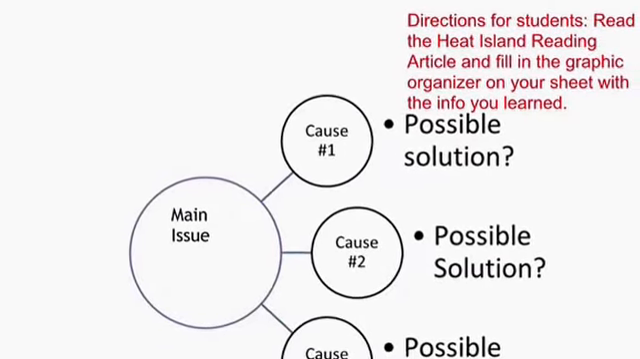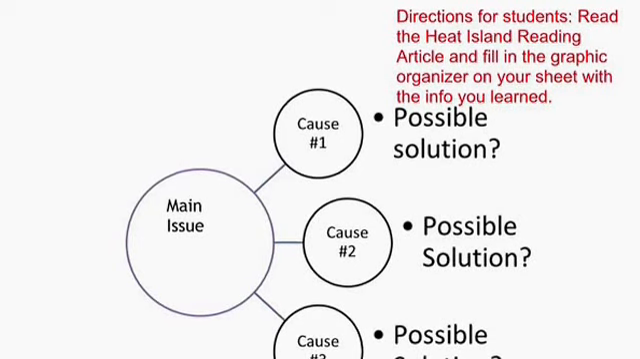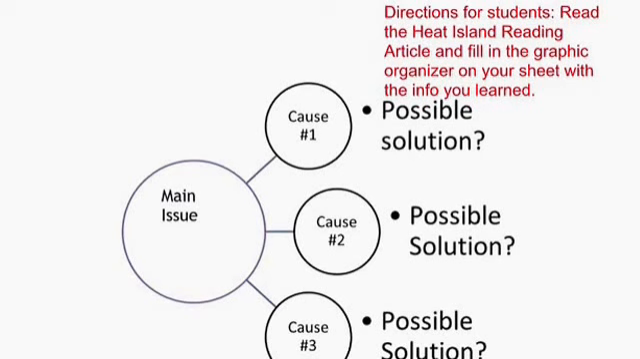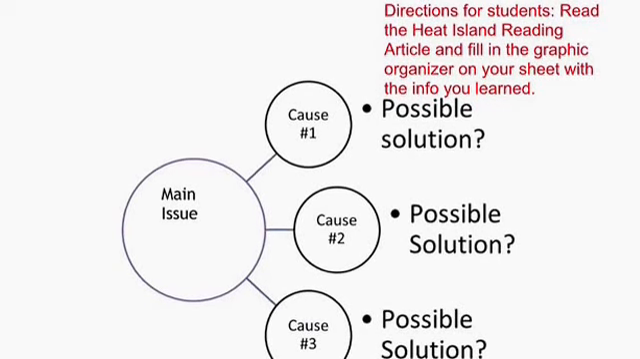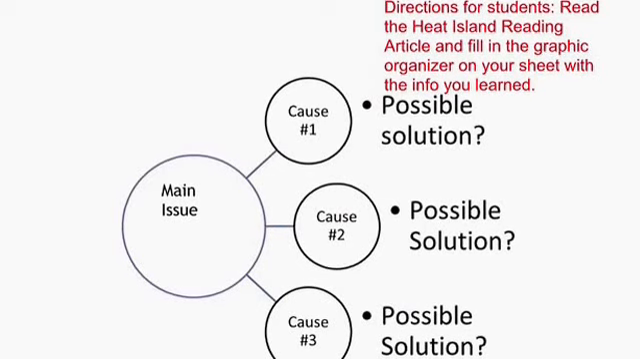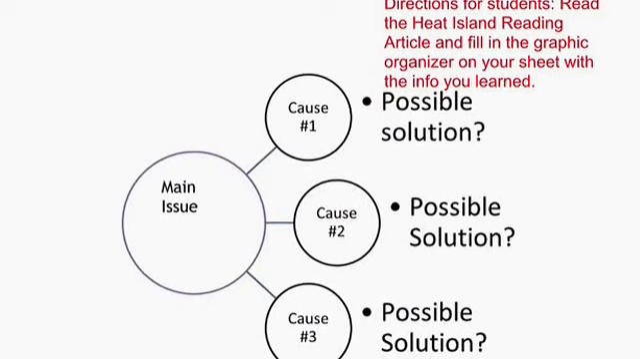Now, based on what you read, fill in this graphic organizer. What is the main issue here? What are the three causes? And what are the three possible solutions, one for each cause? You can get this all from the reading. Again, you may want to pause the video here as you go ahead and do that.